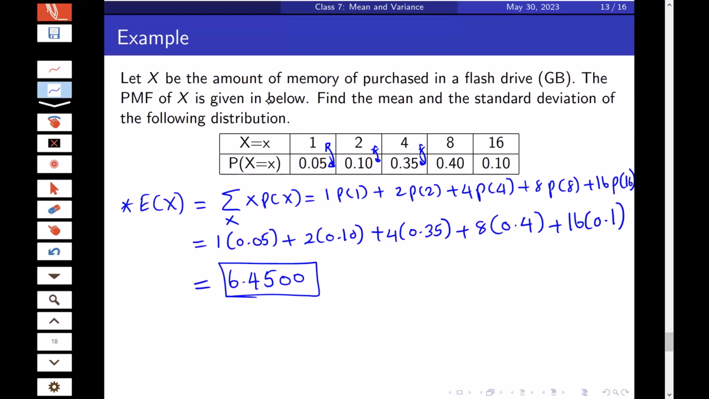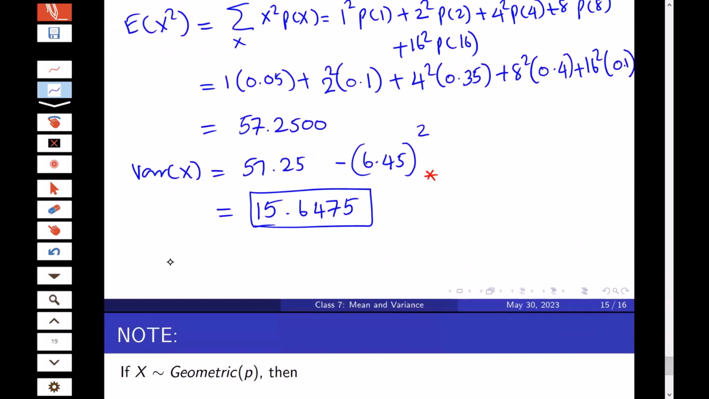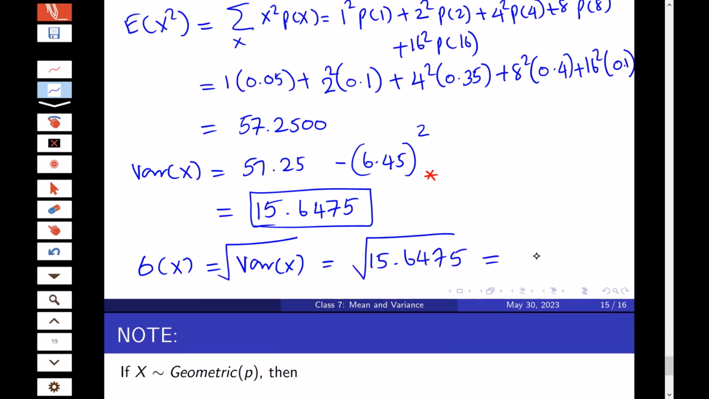Okay, and the question says find the mean and standard deviation. So we have found the mean and variance. Now let's find the standard deviation. Standard deviation is the positive square root of the variance, which is the square root of 15.6475, which is 3.9557. Okay, so be careful when you are doing this question. Sometimes I will ask to find variance, sometimes I will ask to find standard deviation. So check whether it is asked to find variance or standard deviation.